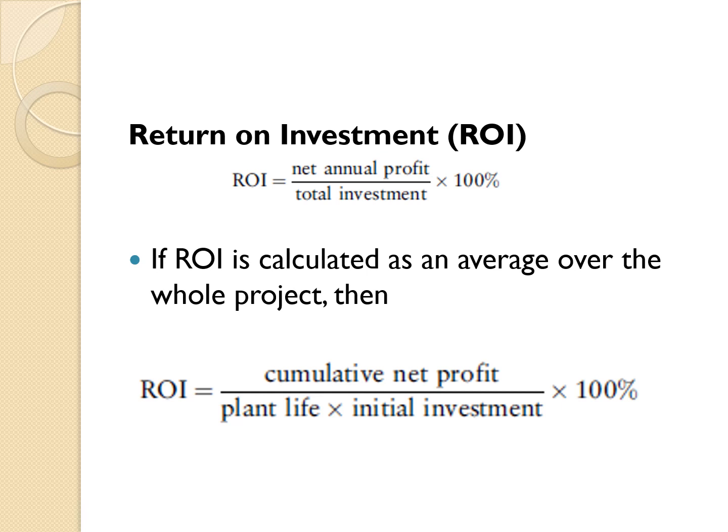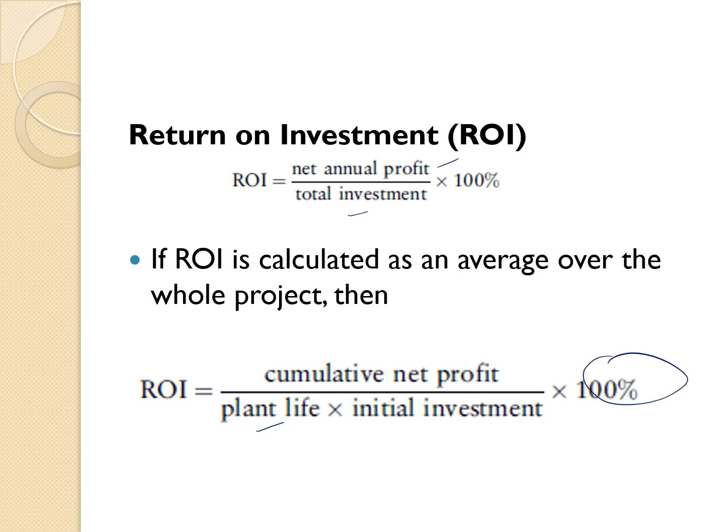Okay, so next is return on investment, which is ROI. We have two methods to calculate the ROI. The first one, you can use net annual profit over total investment and then times 100%. If ROI is calculated as an average over the whole project, then you can use this formula, which is cumulative net profit over planned lifetime times initial investment, times 100%.